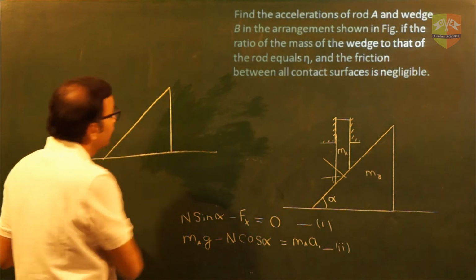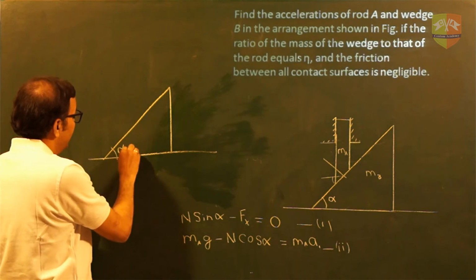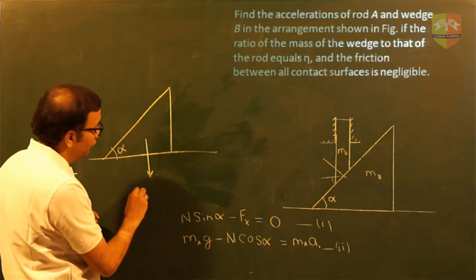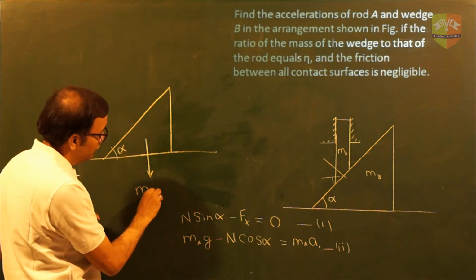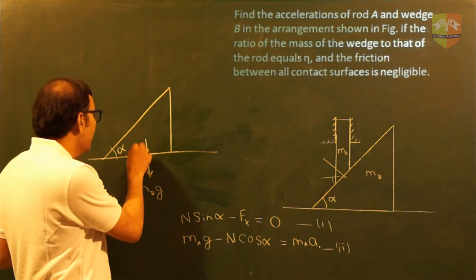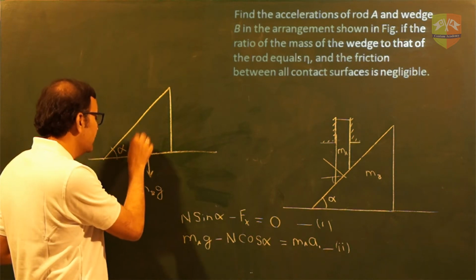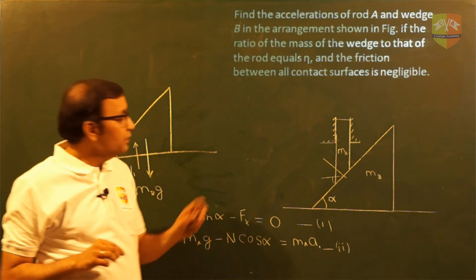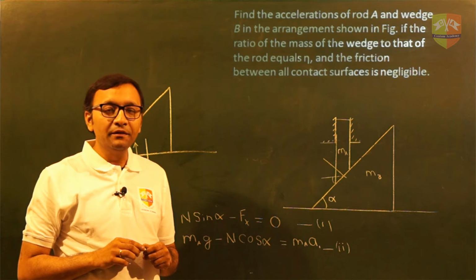So this is how the wedge is placed, makes an angle alpha. There will of course be a gravitational force on the wedge whose value will be mB into g, right? There will be a normal reaction from this contact surface. Let us call this N1.